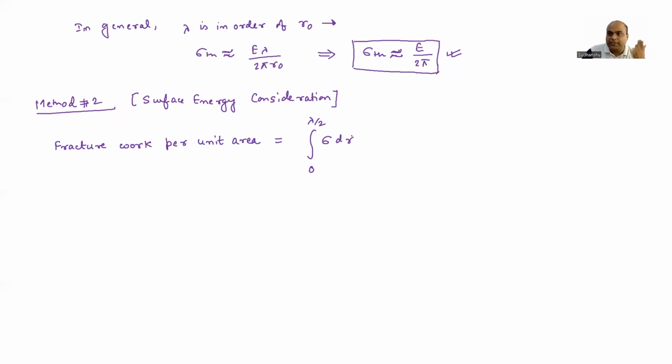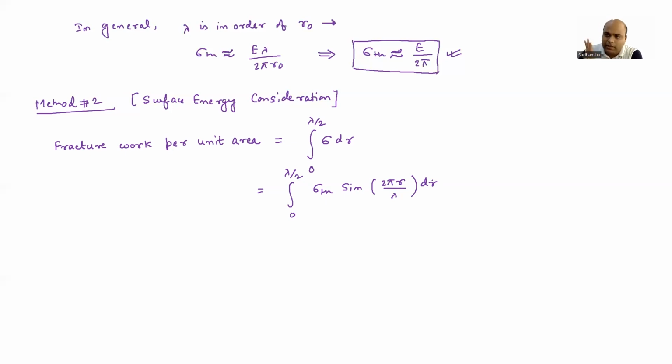You know work, that is F into S. So when we are talking about per unit area, it will be σ into x, that means σ into dr. And we are integrating that particular sinusoidal curve to calculate the overall work done to fracture. We can write this as 0 to λ/2, and σ is σ_th sin(2πr/λ) dr. So we have to integrate this sine function.